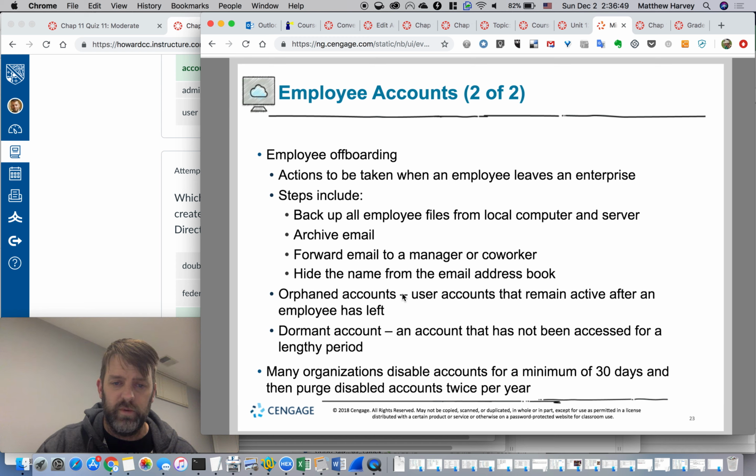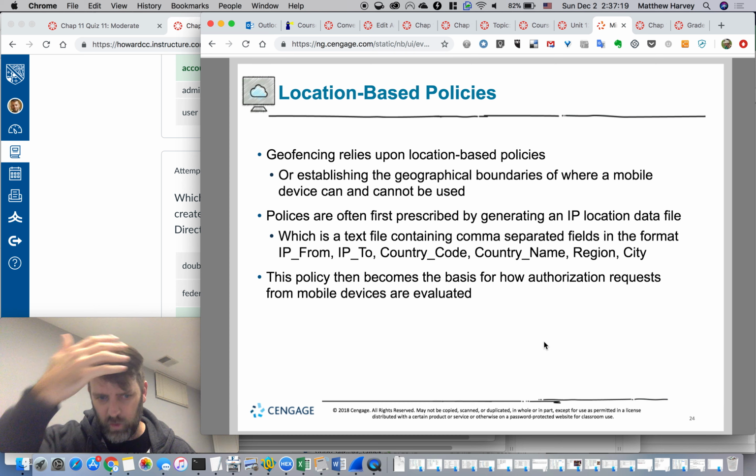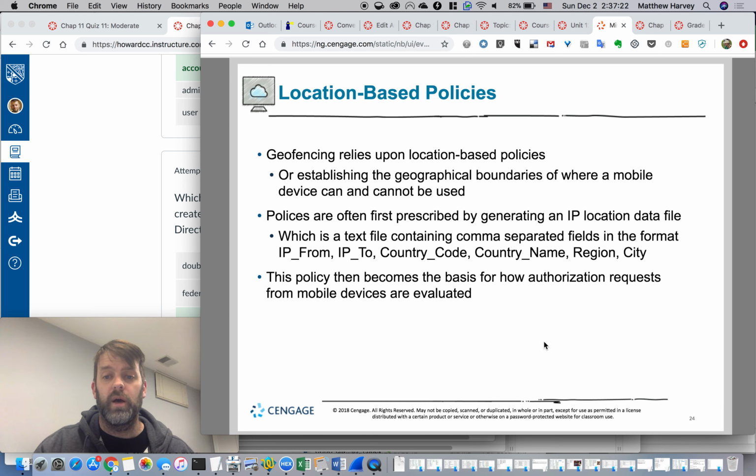And then dormant accounts are accounts that haven't been accessed for a lengthy period. One thing we would often do is run a program to check for accounts that haven't been accessed within a certain amount of time. Like if no one has logged into a certain account within a month, that means maybe that account isn't being used anymore. This is often done as part of auditing, which we'll get to later. So location-based policies, these aren't used all that often, but some organizations might have policies that say where you can log in from, especially with mobile devices. And we talked about that in the mobile chapter.